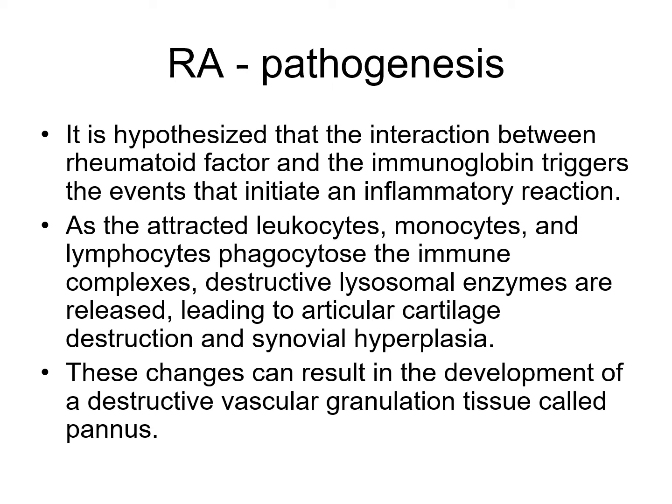Leukocytes are attracted to the area, and monocytes and lymphocytes phagocytose the immune complexes, causing destructive lysosomal enzymes to be released, leading to articular cartilage damage, destruction, and inflammation of the synovium and thickening of the synovium. These changes can result in the development of a destructive vascular granulation tissue called a pannus. So pannus is typical of rheumatoid arthritis and is not present in osteoarthritis.